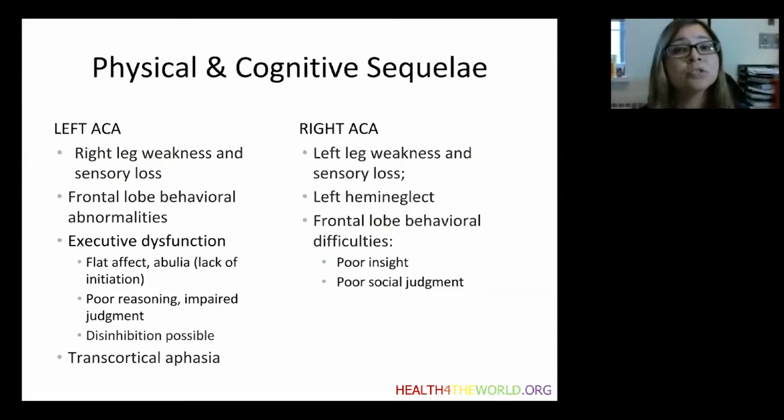When we have a stroke in the right anterior cerebral artery, we will oftentimes see again that contralateral weakness of the lower extremity, so leg and foot, because of the location of the leg and foot on the motor strip, as well as weakness, paralysis, and sensory loss in that contralateral limb. We oftentimes will see a left hemi-neglect. We know that neglect is much more common in right hemisphere strokes, and so we might expect to see a neglect with a right anterior cerebral artery stroke.